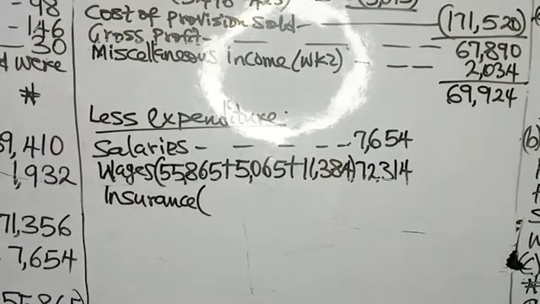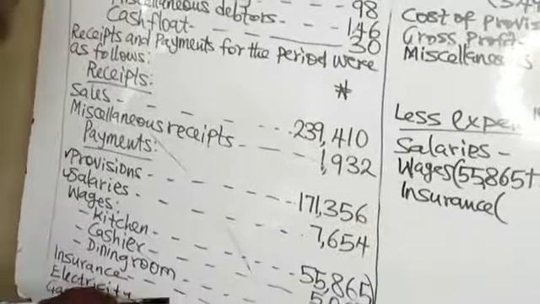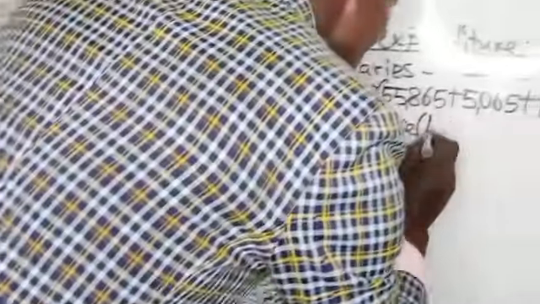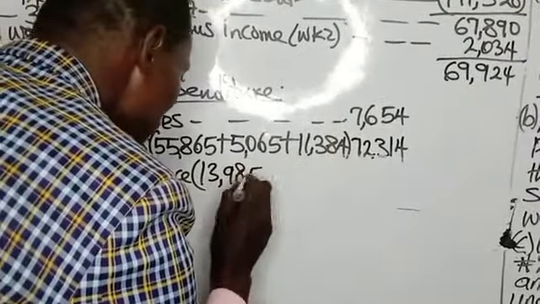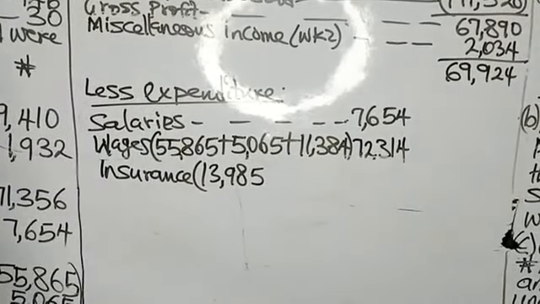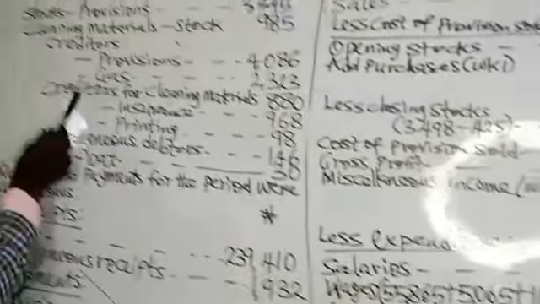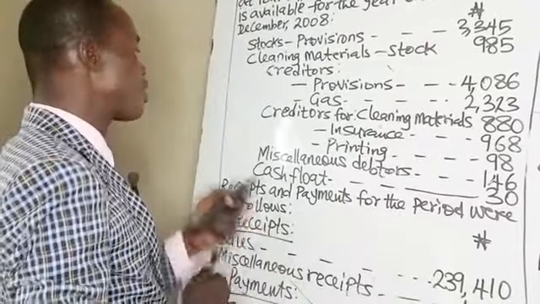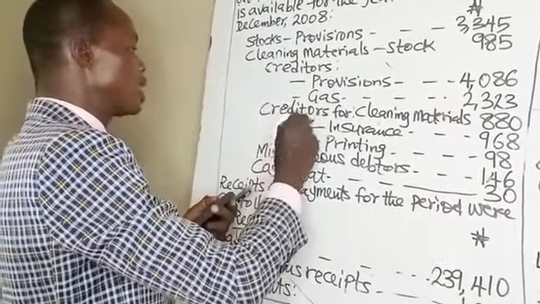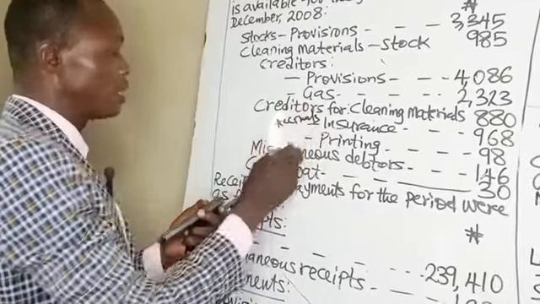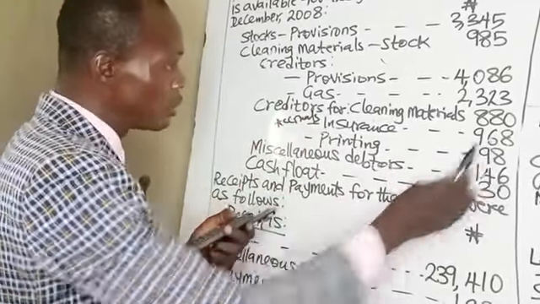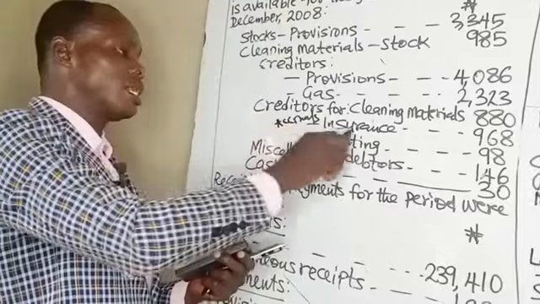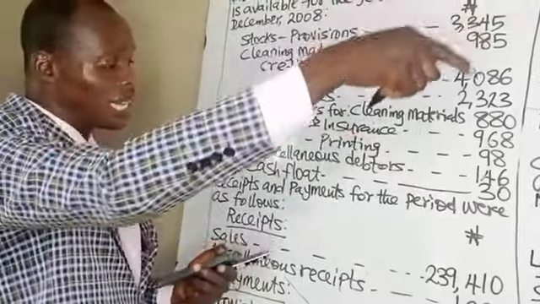Now, back to the receipts and payments. The receipts and payments is 13,985. Then back to the note. You were given creditors for insurance, 968. This is accruals. Remember, I've told you creditors in relation to expenses mean accrual. This is accrued insurance, the one in the opening entry. You have to subtract the accruals in the opening entry, while the accruals in the closing entry will be added.